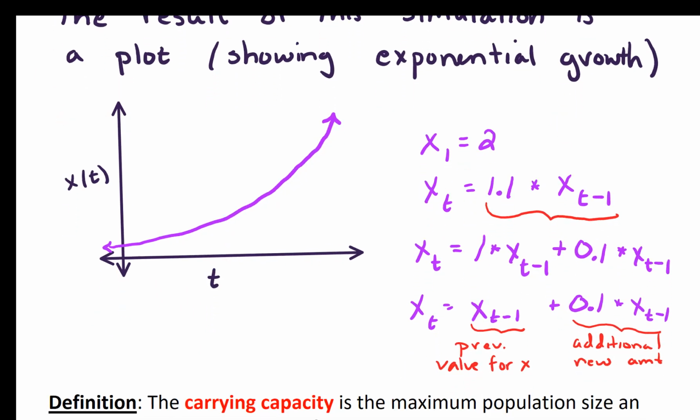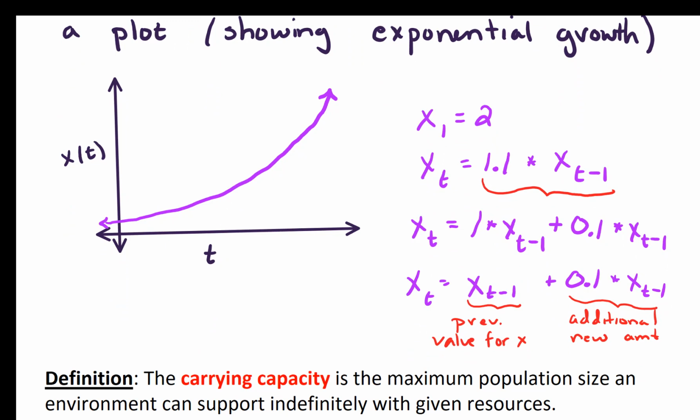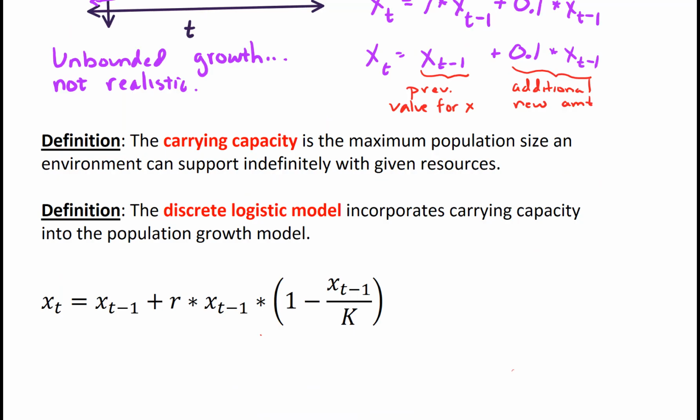We're going to change this up just a little bit. Not all populations or not all bank accounts or whatever you're modeling grow with this exponential growth model, right? This is unbounded growth, and this is not always realistic. So let's make a note of that. Unbounded, because this grows up, it goes to infinity, right? This is unbounded growth. Okay, so I'd like to take a look at two definitions. We've got the definition of carrying capacity and a definition of the discrete logistic model.